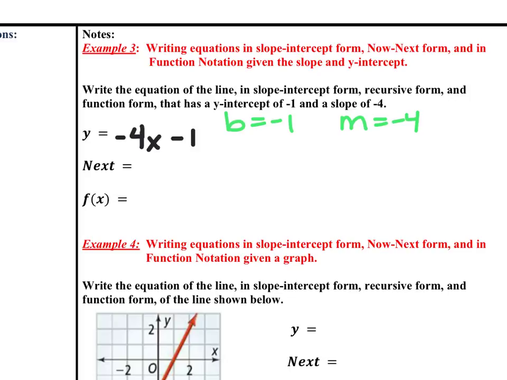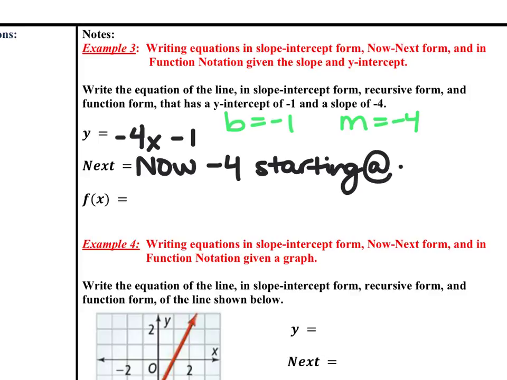Next-now form is next equals now plus my slope. In this case it's negative, so now minus 4, starting at negative 1, because remember our y-intercept is also our starting point. And the f of x is the same thing as y equals, it's just got a different name for y.